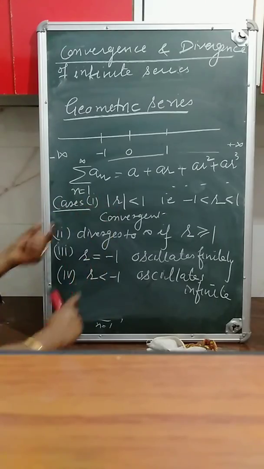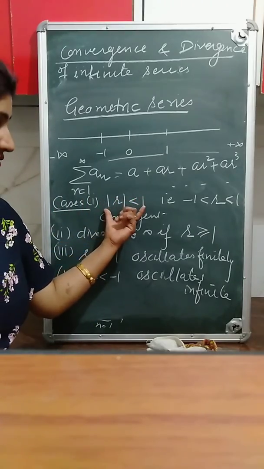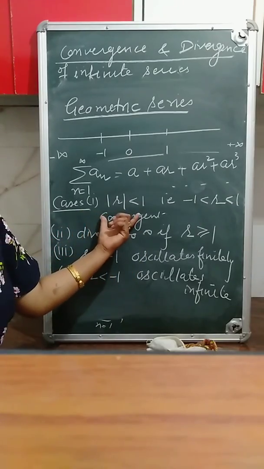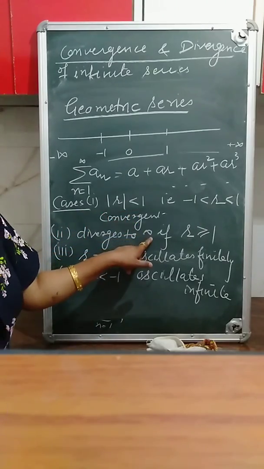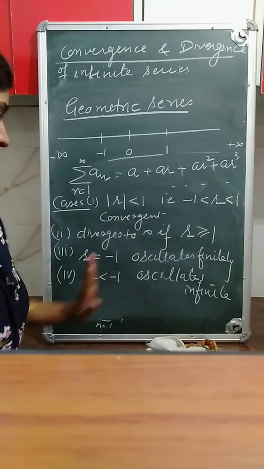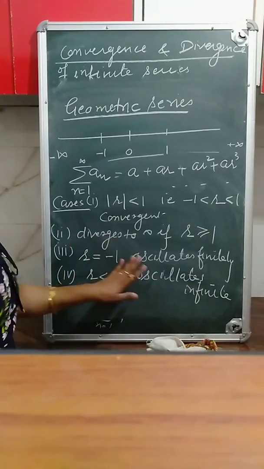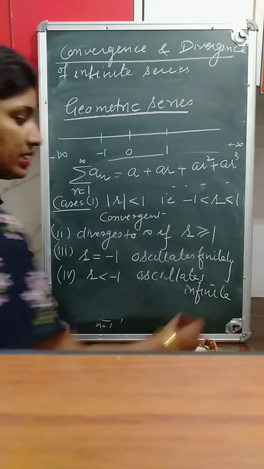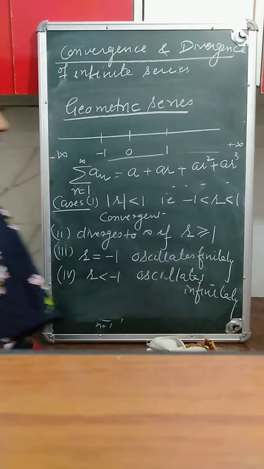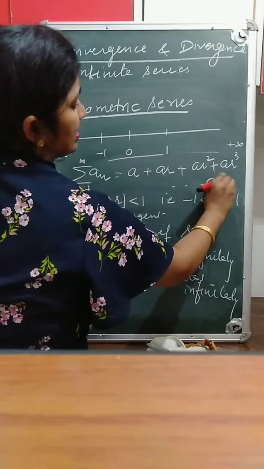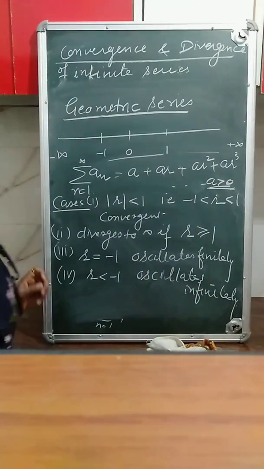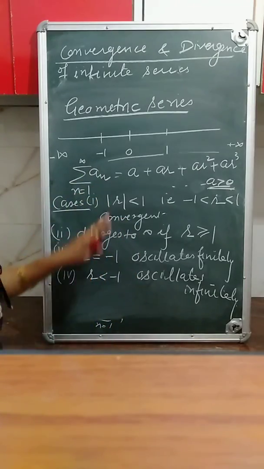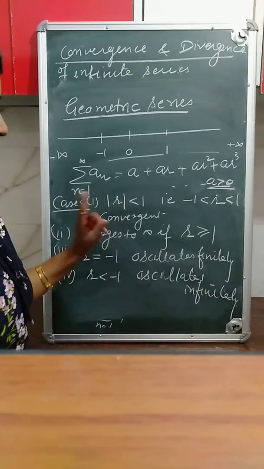There will be 4 cases. Modulus r less than 1, that is -1 less than r less than 1, the series is convergent. Diverges to infinity if r is greater than or equal to 1. r is equal to -1, oscillates finitely, and r less than -1 oscillates infinitely. Here obviously a is considered as positive. Okay, so we'll discuss these cases one by one.